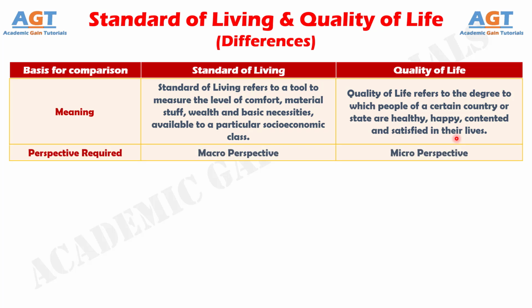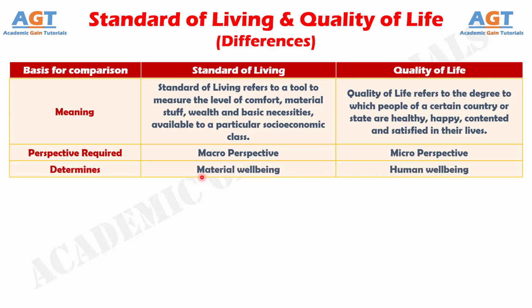Number 2. Standard of living needs a macro perspective, as it talks about the way of living of the overall population in a particular geographical area, whereas quality of life needs a micro perspective, which considers the circumstances and perceptions of individuals. Number 3. The standard of living determines the material well-being of the citizens of a country, that is, the pursuit of comfort and luxury in life, whereas quality of life exhibits human well-being, that is, how happy, peaceful or satisfied a person is from his or her life.